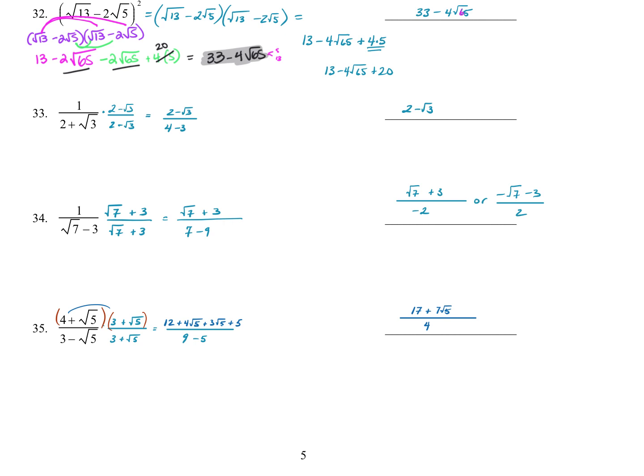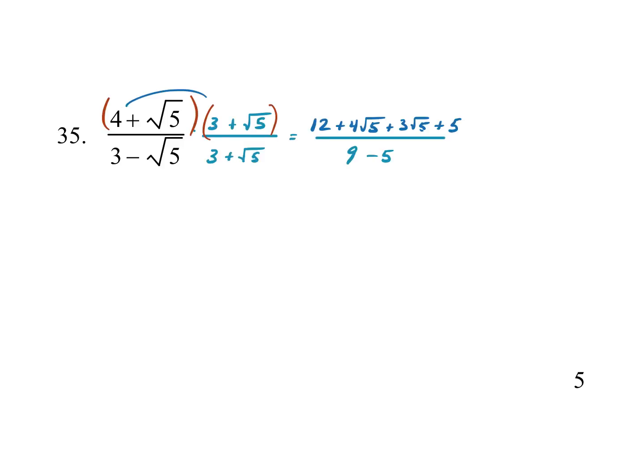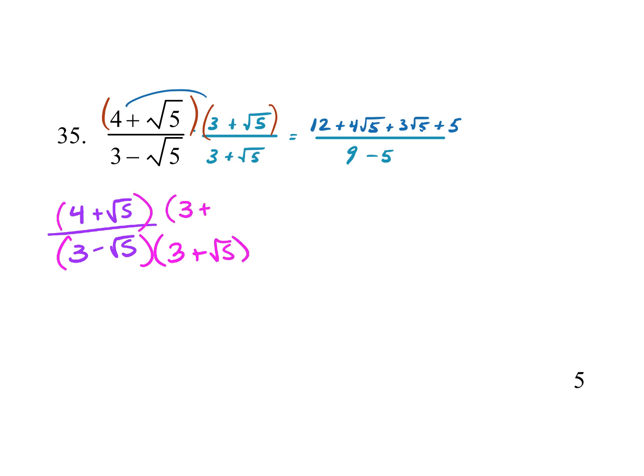Okay, so it's the same kind of problem, right? I've got a sum with a radical in the denominator. So I'm going to take that 4 plus root 5 over 3 minus root 5, and I'm going to multiply both the top and the bottom by the opposite of the bottom. I go first, which is 12. Outer, positive 4 root 5. Inner, positive 3 root 5. Last, positive 5.